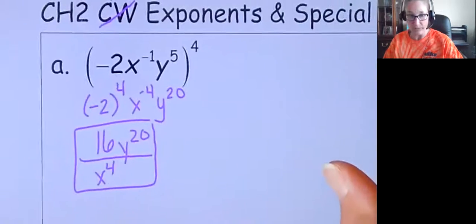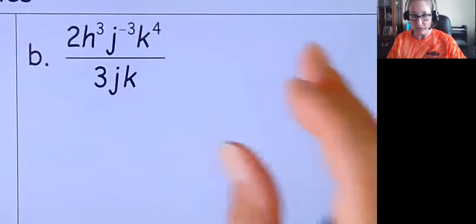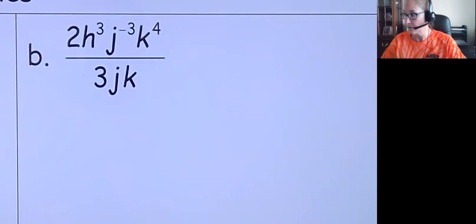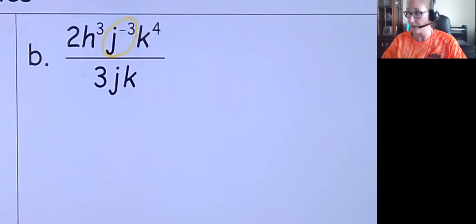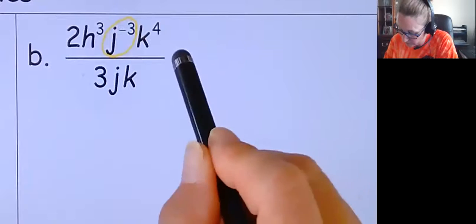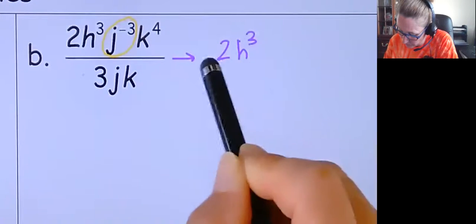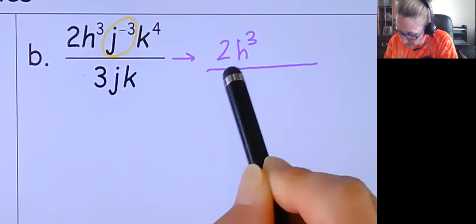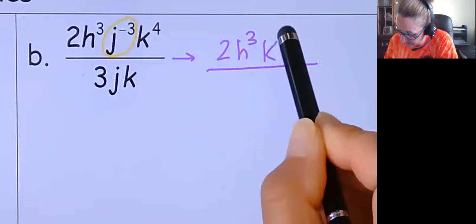On part B, on this one, we're going to want to get rid of, or move, I should say, our negative exponent. So the one I'm concerned with is this one right here. So on this one, let me just get everything where I want it to be first, okay? So my 2h to the 3rd, I'm fine with. My j to the -3, I'm going to move down. My k to the 4th is going to stay.